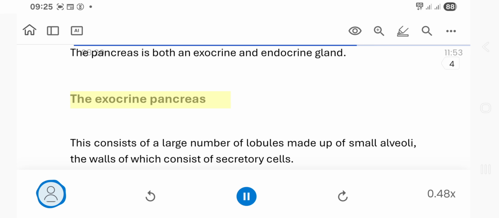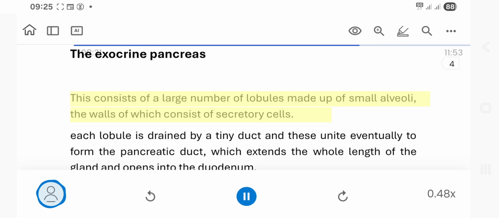The exocrine pancreas. This consists of a large number of lobules made up of small alveoli, the walls of which consist of secretory cells.